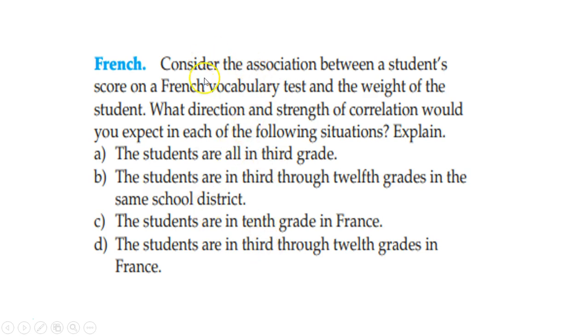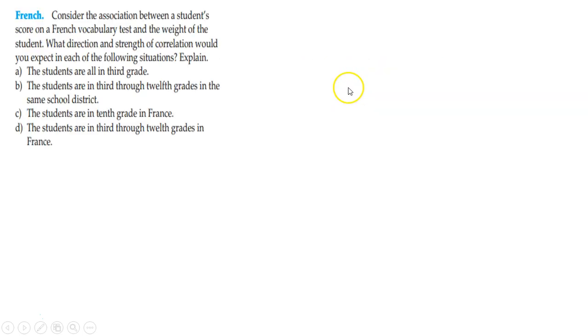Taking a look at this one, consider the association between a student's scores on a French vocabulary test and the weight of the student. What direction and strength of correlation would you expect in each of the following situations? All right. A French vocab, you're probably learning French the older you get. And you probably know more vocabulary the older you get. I'm assuming the older you get, the larger you get. So I'm assuming the farther out you go, the higher it is, would be my assumption.